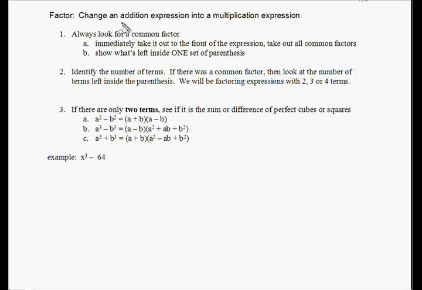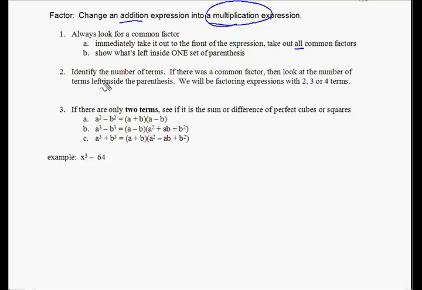Factor. Change an addition expression into a multiplication expression. Our first step will be to look for common factors. Immediately take out to the front of the expression what you're taking out, all common factors. Show what's left inside one set of parentheses.